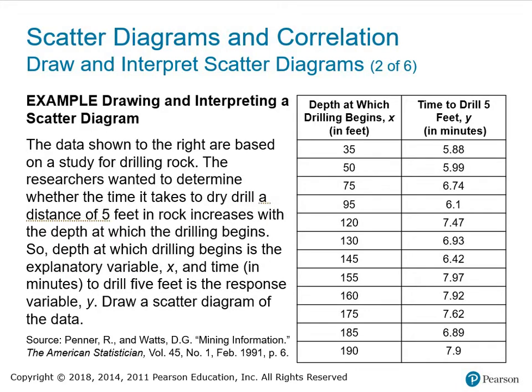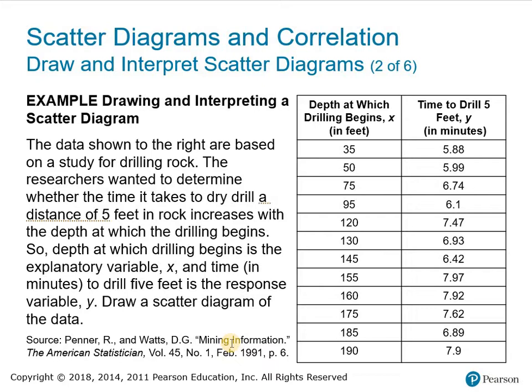Let's look at this example right here. The data shown to the right are based on a study for drilling rocks. The researchers wanted to determine whether the time it takes to drill a distance of 5 feet in rock increases with the depth at which the drilling begins. So the depth at which the drilling begins is the explanatory variable, which we're going to say is x, and the time, measured in minutes, is the response variable, which we called y in this case. Depth is measured in feet. We want to draw a scatter diagram for this set of data.